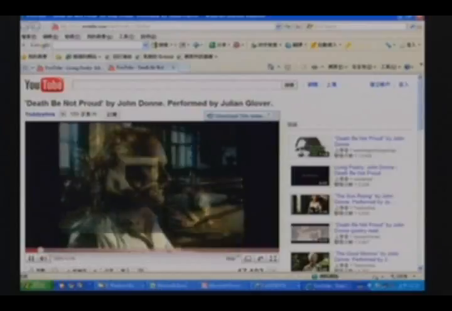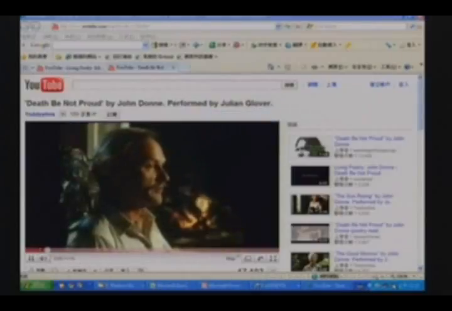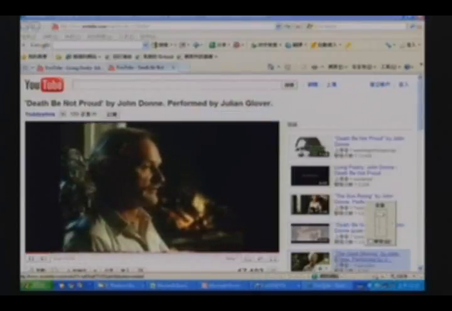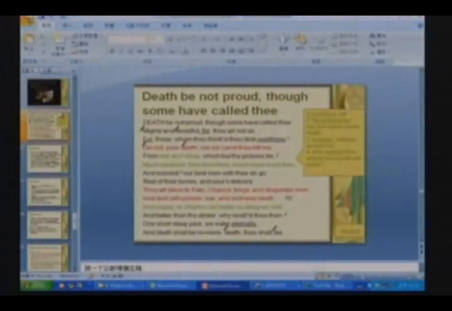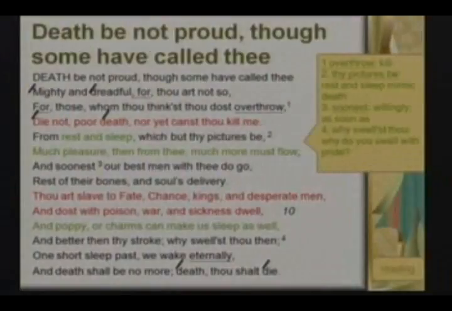Not proud, though some have called thee mighty and dreadful, for thou art not so. For those whom thou think'st thou dost overthrow, die not, poor death, nor yet canst thou kill me.